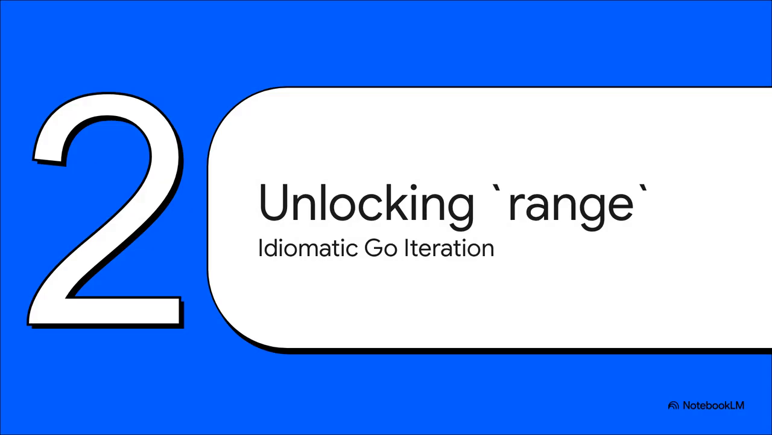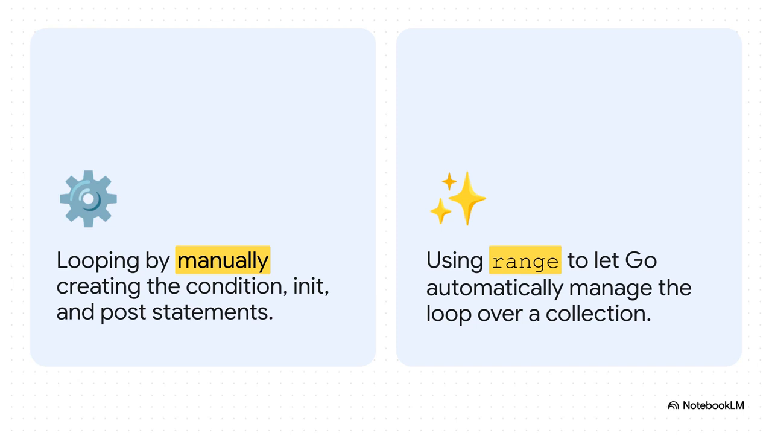Okay, so getting those three forms of for down is essential. But if you really want to write Go like a seasoned pro, you've got to unlock its other secret weapon, the range keyword. This right here is where Go's approach to iteration really starts to shine. I mean, just look at the difference. It's immediately obvious. On the left, you've got the old school manual way of looping over a slice. You've got to get the length, you've got to manage the index. It works, sure, but it's just extra code.